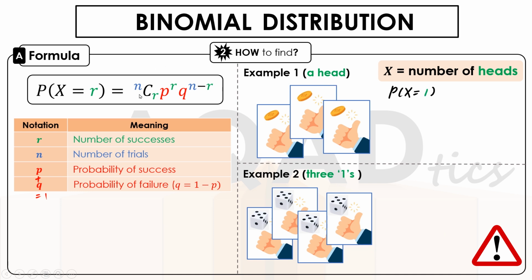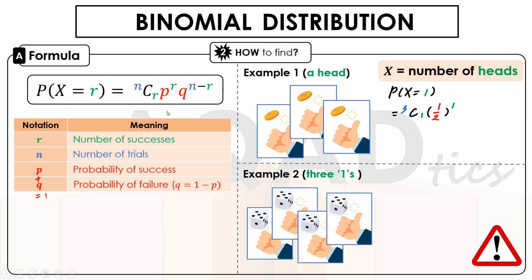Then we just substitute the values inside here. So N will be 3, then C followed by the R, which is 1. Then we need to multiply the success probability. Assuming that this coin is fair, meaning heads and tails have the same probability, we will multiply 1 over 2. And since we need it to succeed 1 time, we just multiply this 1 over 2 one time.